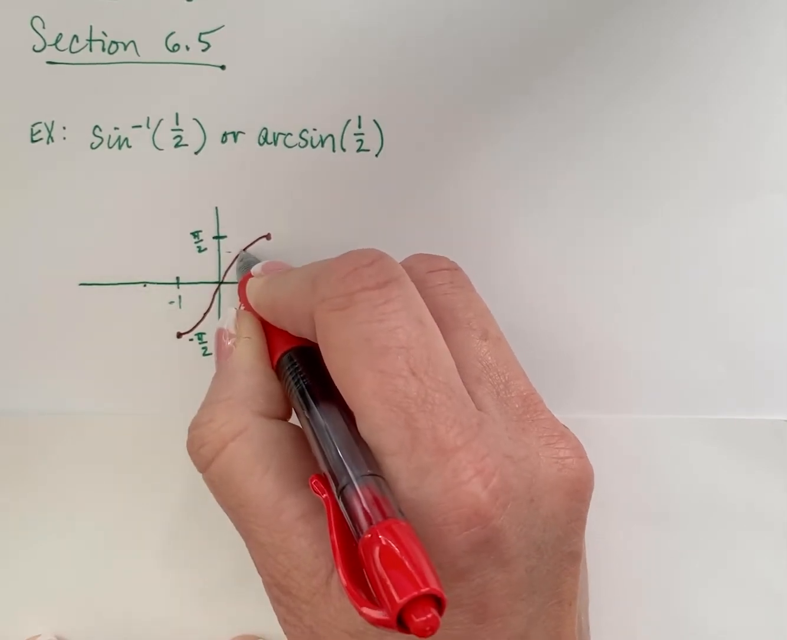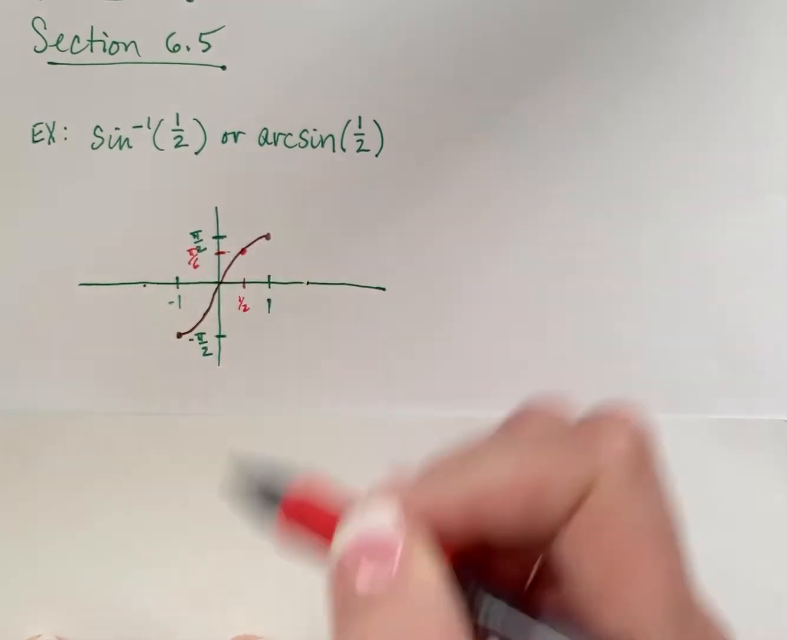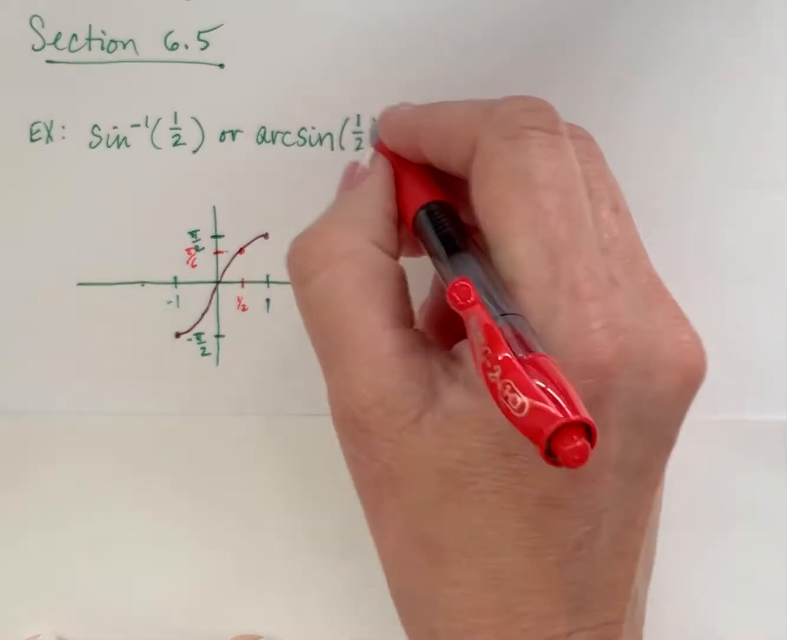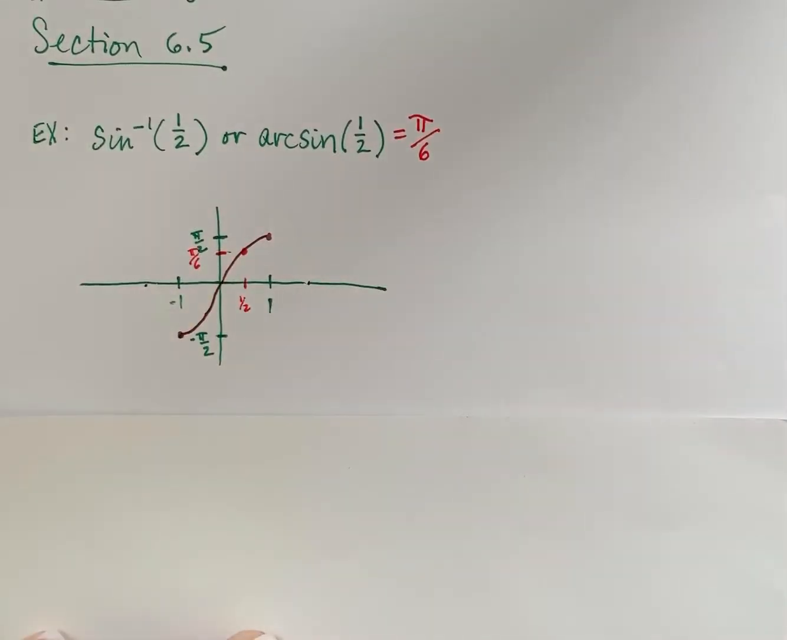there's a point at 1/2 and pi over 6. All right, and the answer would be pi over 6. All right, there can only be one answer because inverse sine, arc sine, is a function. So for any one input, there can only be one output.